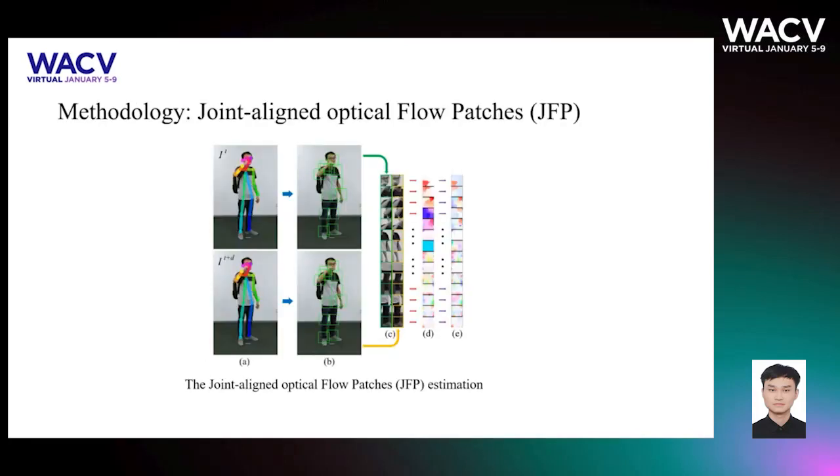For getting the JFP, firstly, we apply 2D pose estimation on the image sequence and obtain the 2D pose skeleton. Then, we treat human joint coordinates as the anchor points in the image and crop out joint-centered appearance patches, JAP. The JAP is lightweight because redundant background information has been removed during this process. Finally, we estimate the optical flow between successive JAP pairs of each body joint to obtain the JFP.